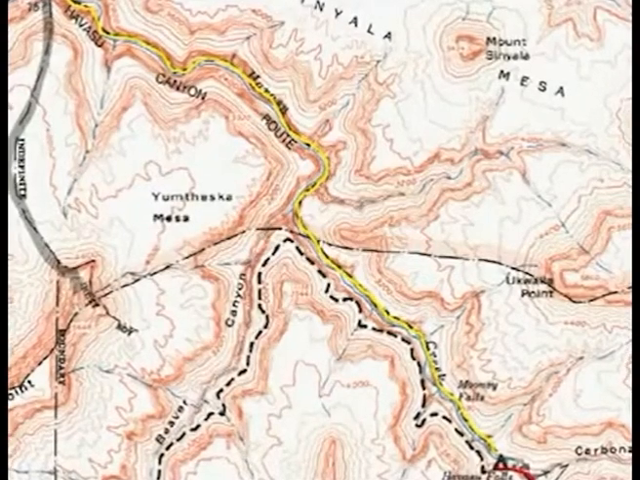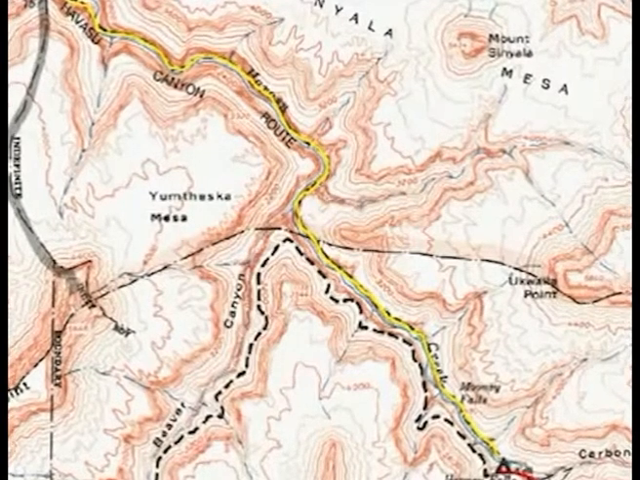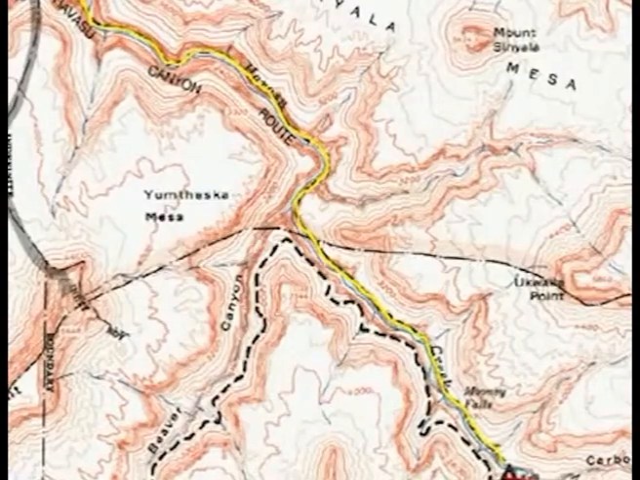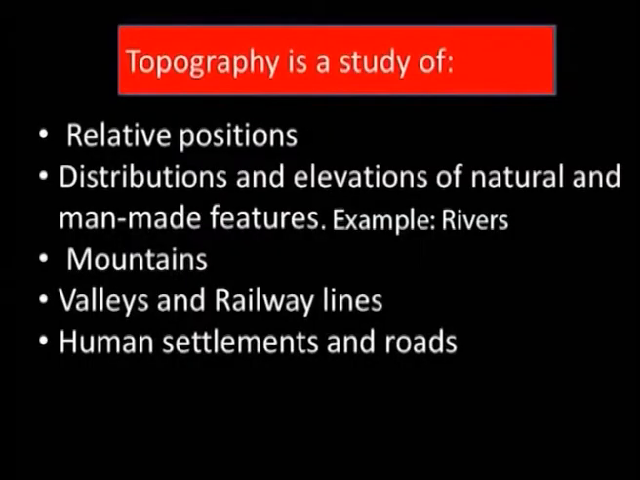Topography is the configuration of land represented by contour lines, relief shading, and hypsometric tints. It is the study and depiction of the relative positions, distributions, and elevations of natural and man-made features of a particular countryside, such as rivers, mountains, valleys, railway lines, human settlements, and roads.